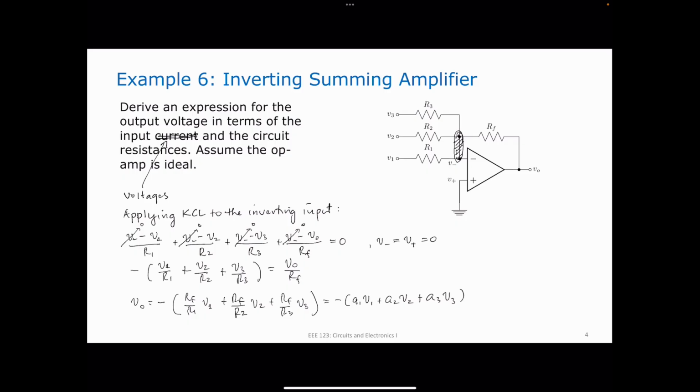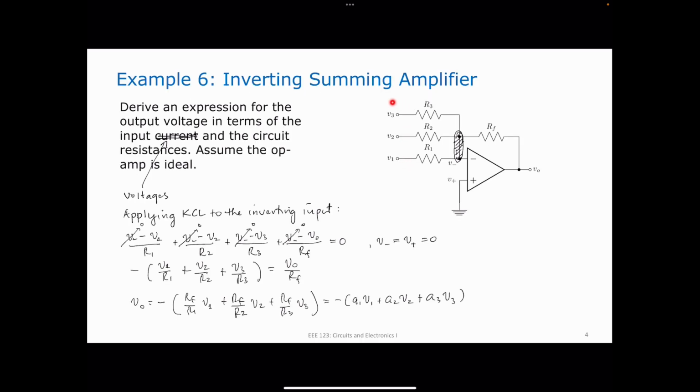Note that if RF is equal to R1 is equal to R2 is equal to R3, I'm going to get VO is just equal to the negative of V1 plus V2 plus V3. So that's why you call it an inverting summer. It sums up all of the inputs, then negates it, and that is what will appear at the output.